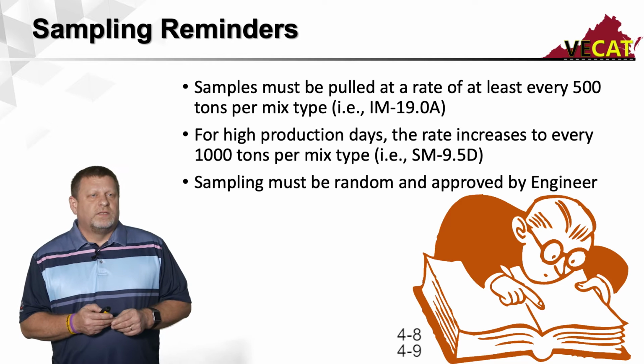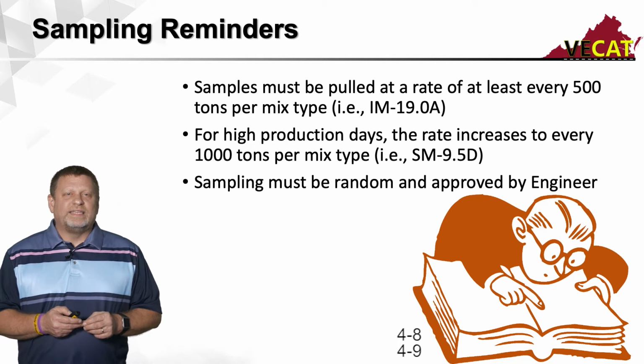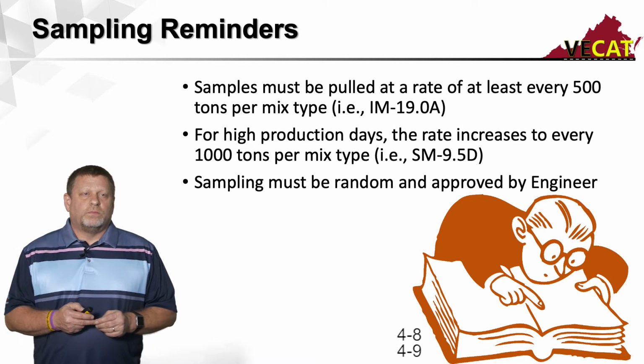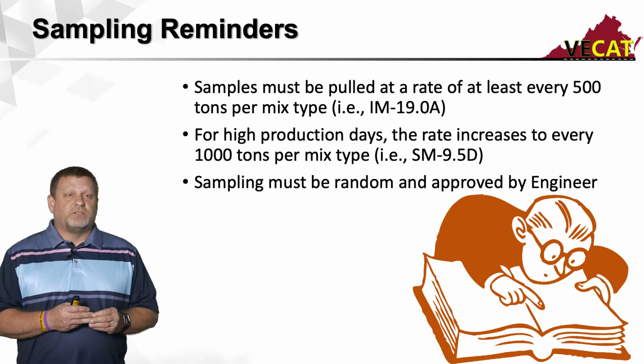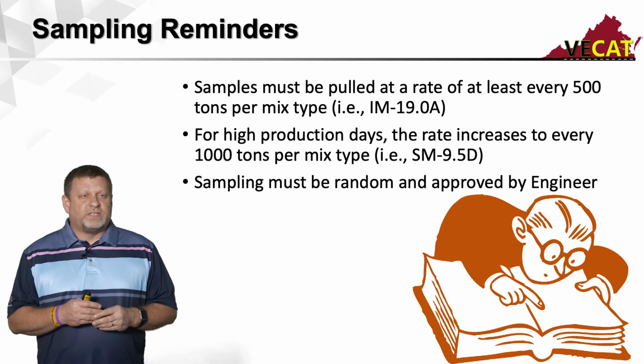Sampling reminders. Samples must be pulled at a rate of at least every 500 tons of any mix type, whether it be your surface mix, your intermediate mix, your A mix, your D mix. It's based on whichever mix type you're running.